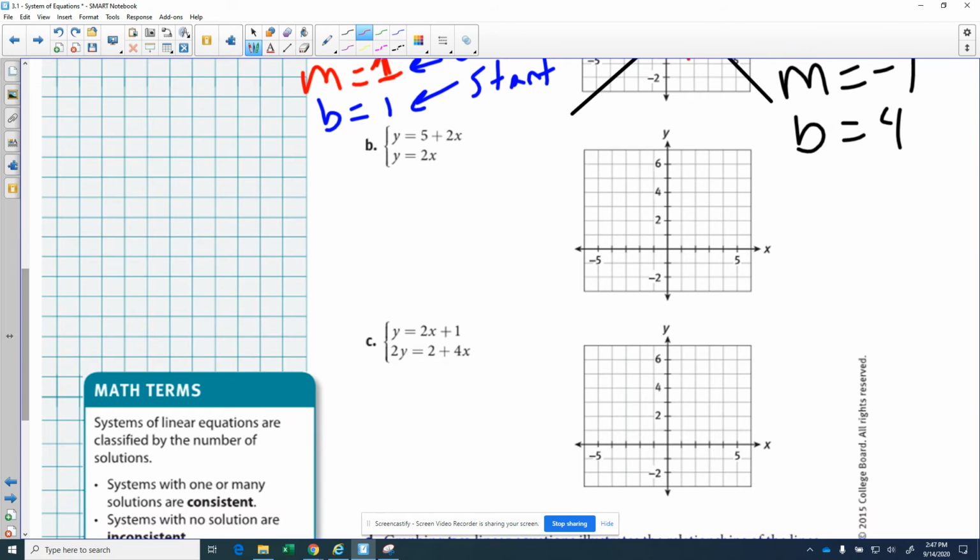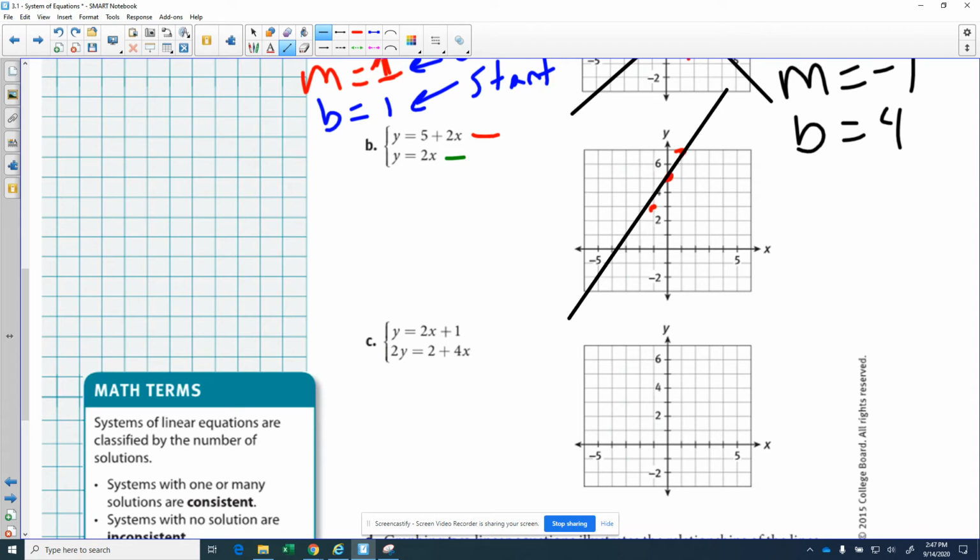Letter B is y equals 5 plus 2x, y equals 2x, okay? We'll go ahead and move a little faster with this one. I'll do this top equation in red and this bottom equation in green. For the top equation, we have a starting point of 5, and we have a slope of 2. So we go up 2 over 1, and we have a graph that looks like so. Okay?